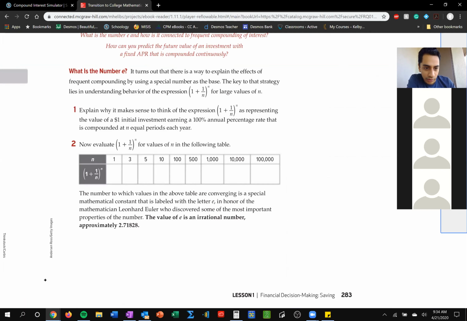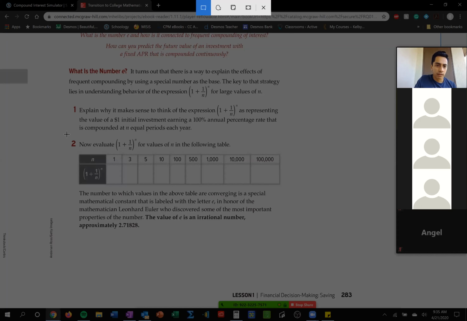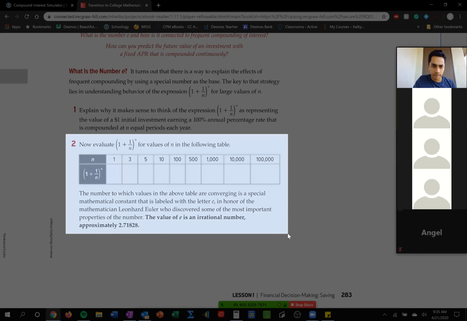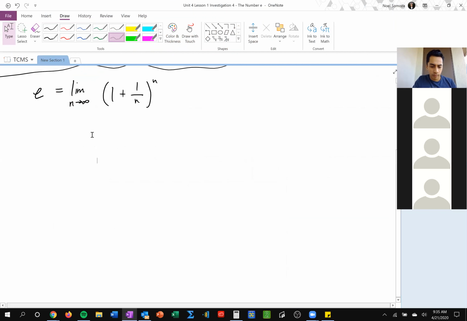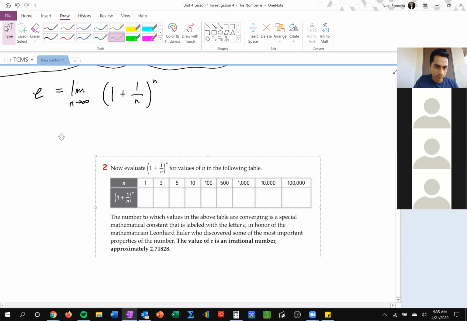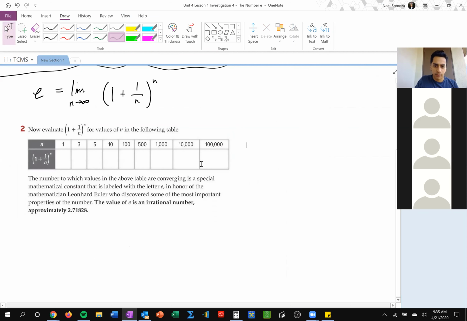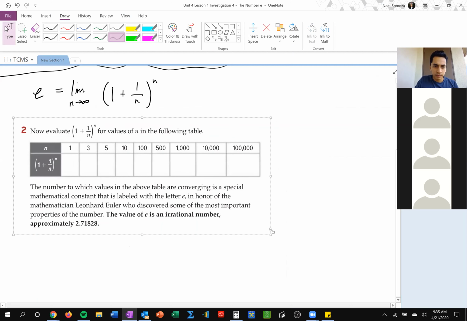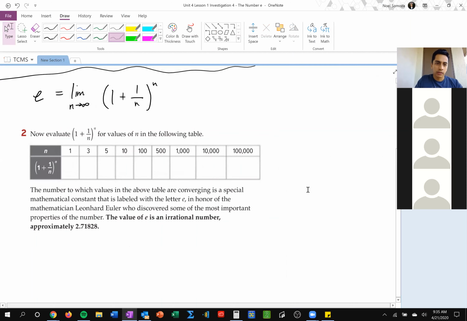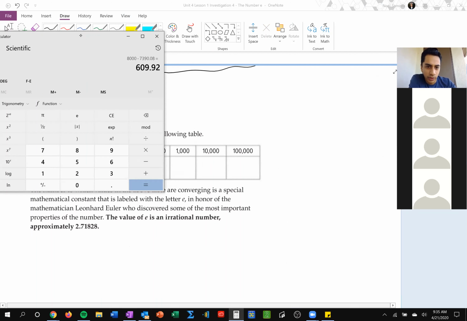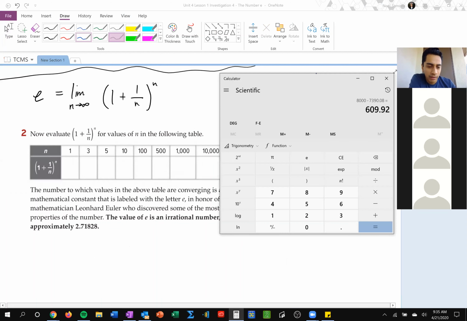Let me see if I can take a screenshot of it real quick, and then we'll work on it. So the larger the n value, the closer we'll be to what the real number of e is. If n is small, we're going to be far away. Okay, so first, plugging in.